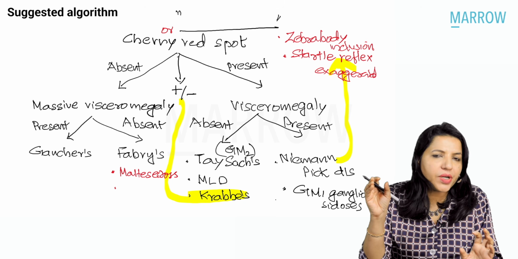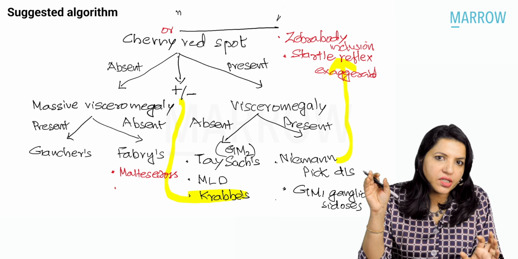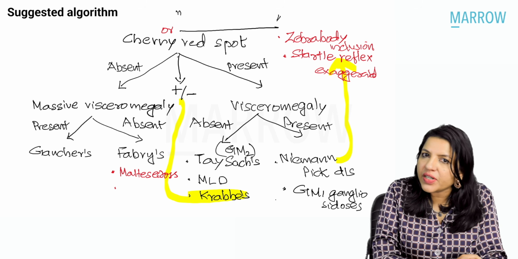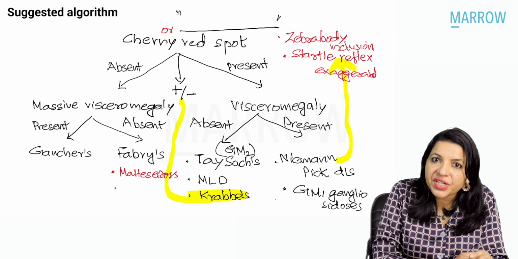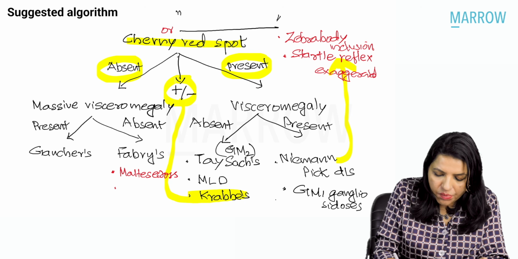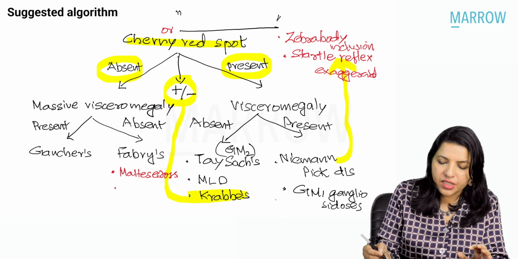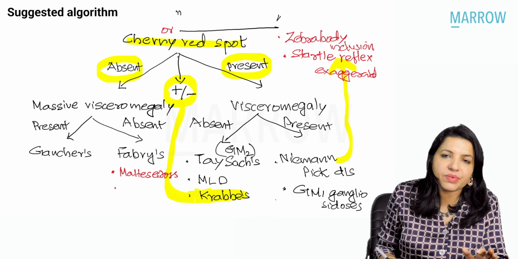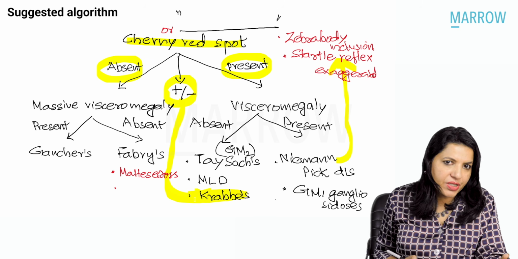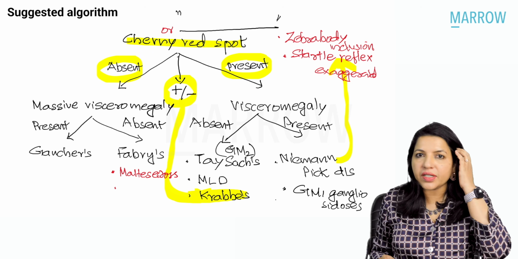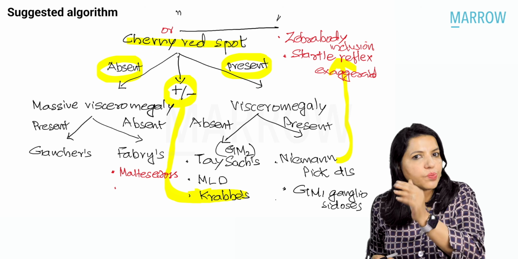I'll give you a simple algorithm to diagnose a case of sphingolipidosis. As cherry red spot is given in the question, we shall start with cherry red spot itself. Divide it into three: absent, plus or minus, or present. The plus or minus, I'll mark first itself, that is Krabbe disease. Sometimes it can be present and sometimes it is not. So first, what is given in the question is that the cherry red spot is present.